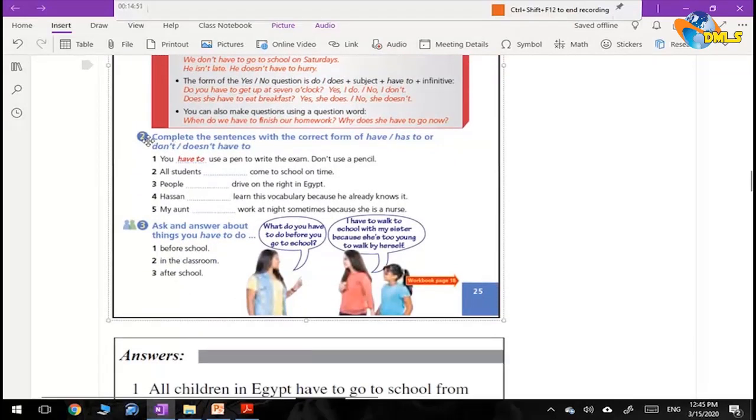Now, moving to this exercise, let's cover exercise 2. 5 sentences. Complete the sentence with the correct form of have to, has to, or don't or doesn't have to. Plural, singular, affirmative, negative. This is according to us and what we will see in this exercise. For this exercise, I will give you 2 straight minutes starting now.